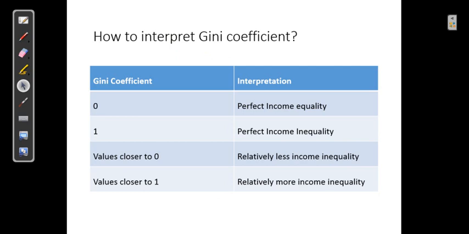Once you obtain Gini coefficient, your answer would always lie between 0 and 1, where 0 implies that there is perfect income equality, 1 implies there is perfect income inequality, and any value closer to 0 implies that there is less income inequality. Any value closer to 1 implies that there is more income inequality. Let us try to check this with the help of diagrams.